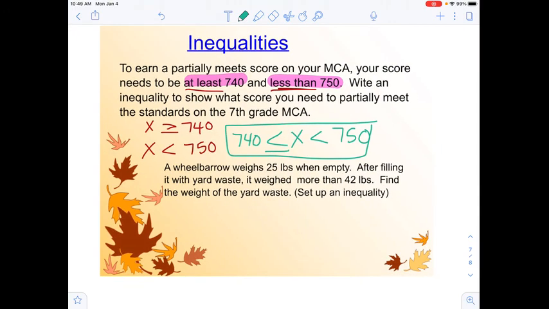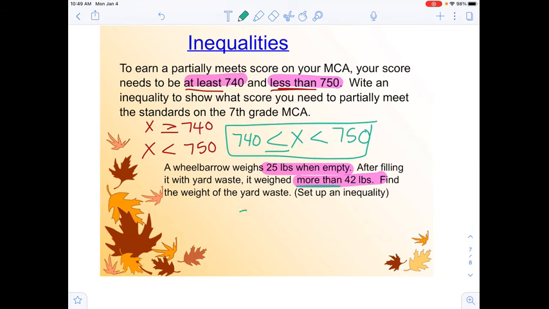The last one then says a wheelbarrow weighs 25 pounds when empty, after filling it with yard waste, it weighed more than 42 pounds. So it weighs 25 when empty. We filled it with something, it weighs 42 pounds now. We need to find the weight of the yard waste using an inequality. Okay, we can't do an equal sign here because we have this keyword of more than. That tells us it's going to be an inequality.